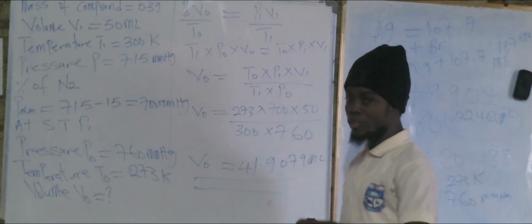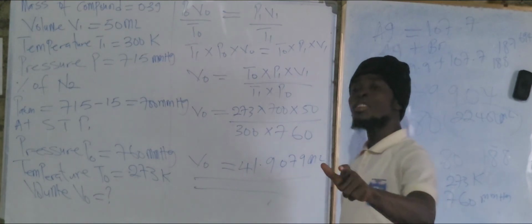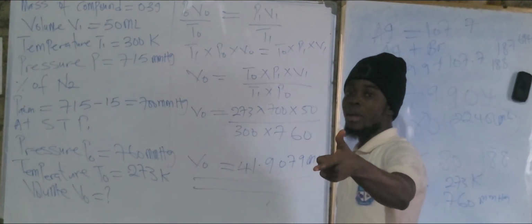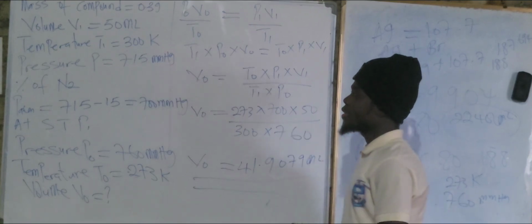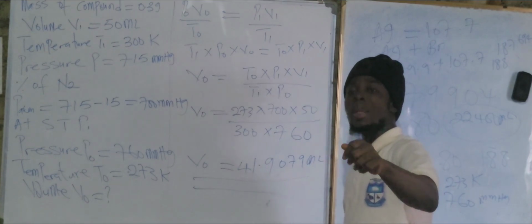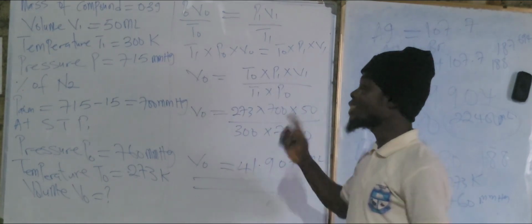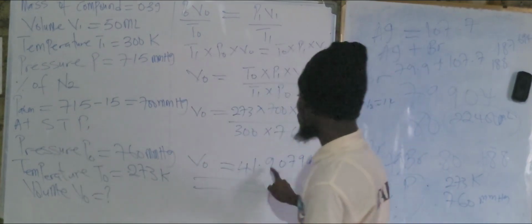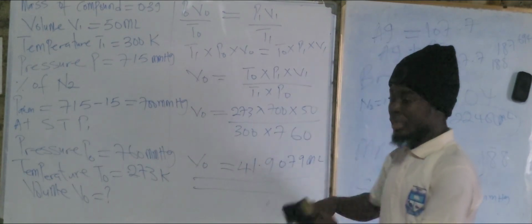Because you have to find the mass of the compound, right? Yes, sir. That is the mass of nitrogen at STP. The mass of nitrogen can be gotten when you divide the volume at STP, which is what we have gotten now, by the constant volume.